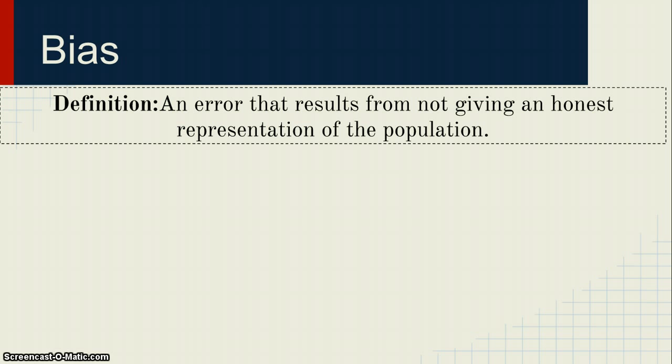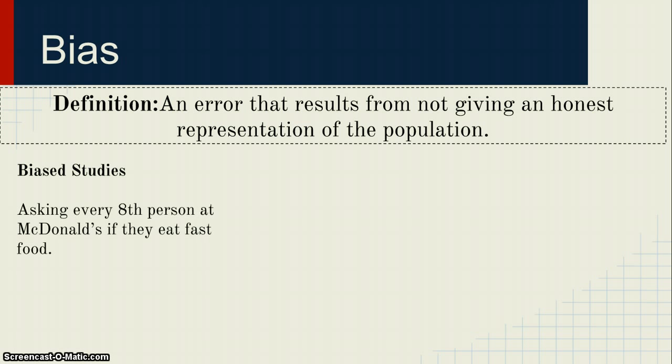So here are a couple examples of a biased study. If you're at McDonald's and you ask every eighth person who comes into McDonald's if they eat fast food. Now, first off, let's look at that. Every eighth person, if you look back to the type of sample, that's our systematic sample. Every eighth person, that's who we choose to ask our question. But we have to think about who is coming to eat at McDonald's. It's people who eat fast food. Very, very few people are going to be coming to a McDonald's and not eating.